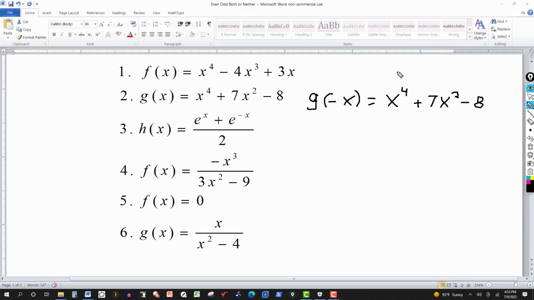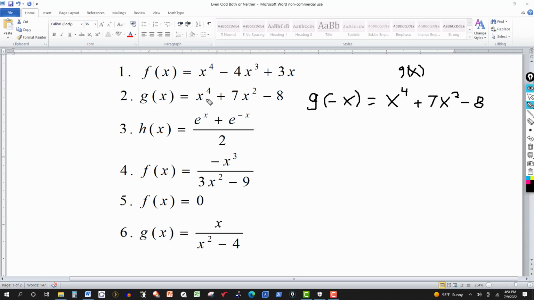g of minus x is the same thing I started out with, which is g of x. So this one is even. The first one was neither even nor odd. This one is even. Now one shortcut you can use if you have polynomials, if all the exponents are even, just look at the exponents. If it's a polynomial, okay, this only works for a polynomial.